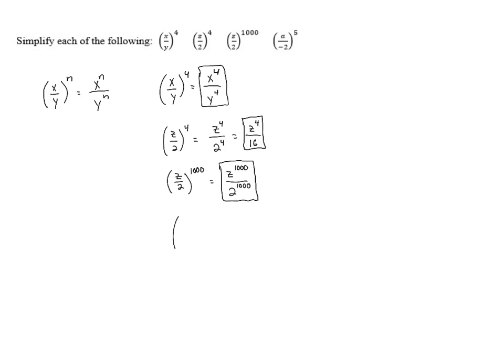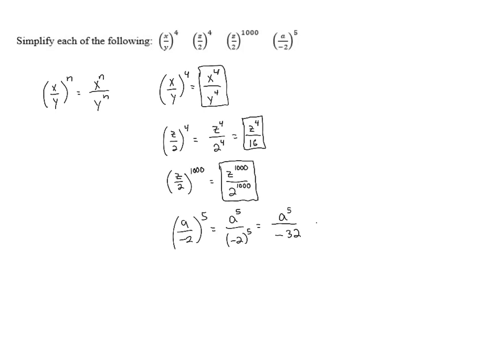We've got one more. We've got a over negative 2 to the 5th power. Again, we're going to distribute. We get a to the 5th in the numerator, negative 2 to the 5th in the denominator. And that is a denominator that we can calculate. We've got negative 2 times negative 2 times negative 2 times negative 2 times negative 2. If we've got 5 negatives being multiplied together, the answer is going to be negative. And then 2 times 2 times 2 times 2 times 2 is 32. So we've got a to the 5th over negative 32.